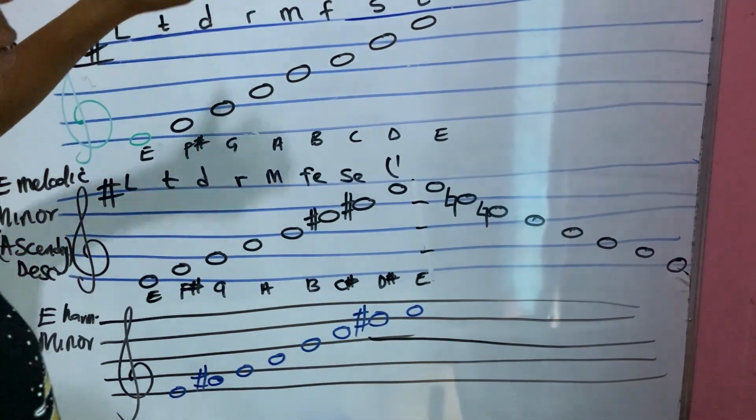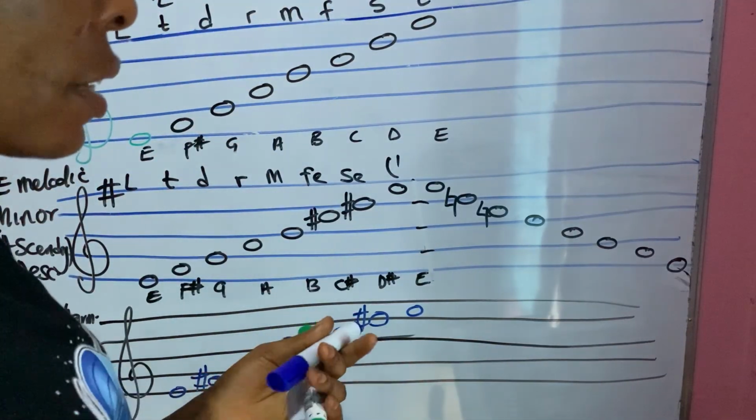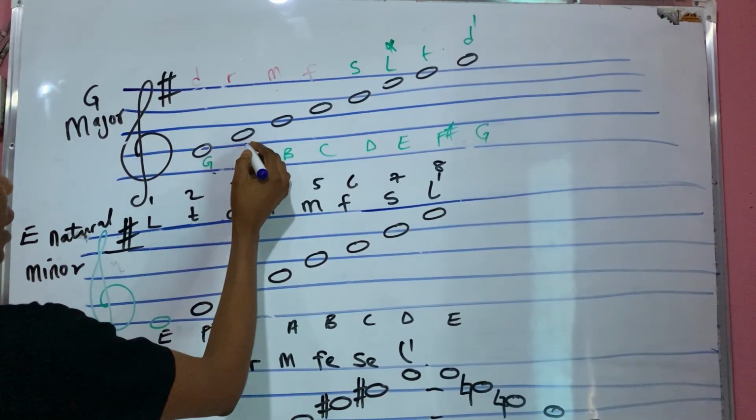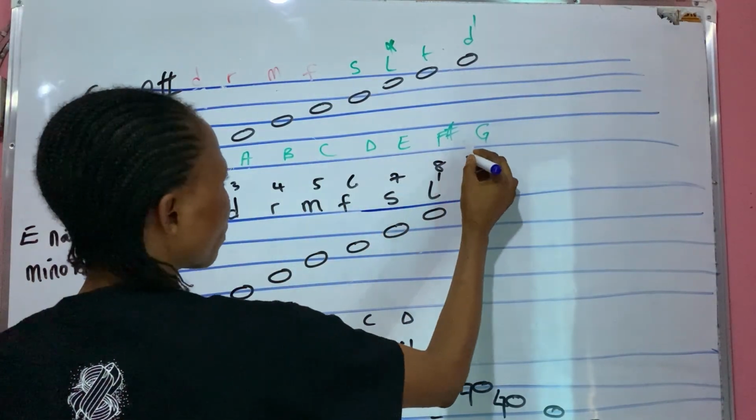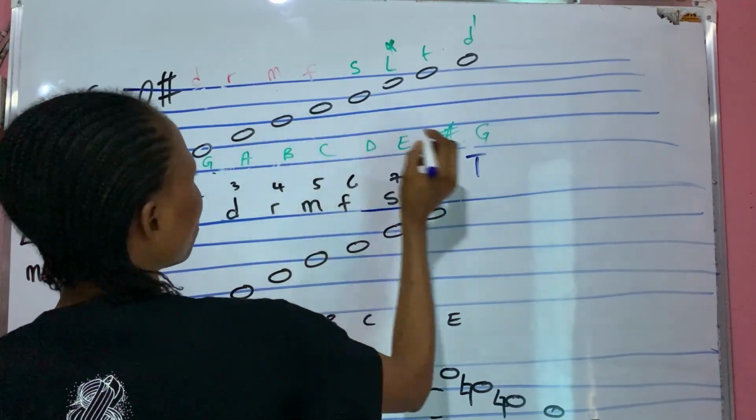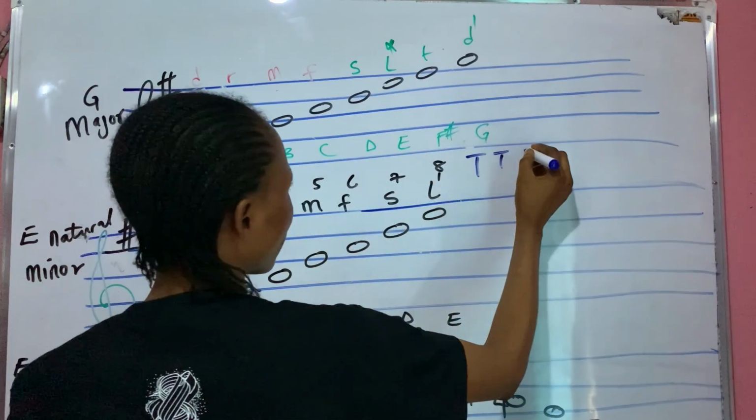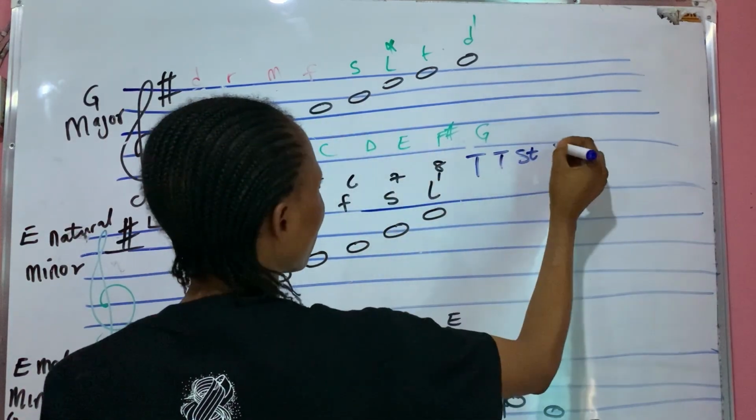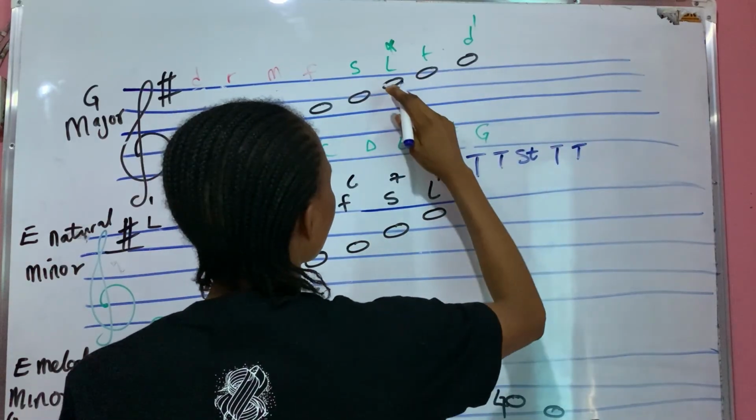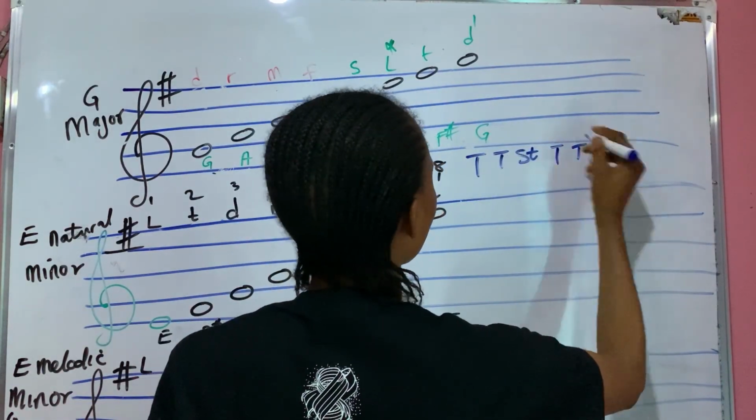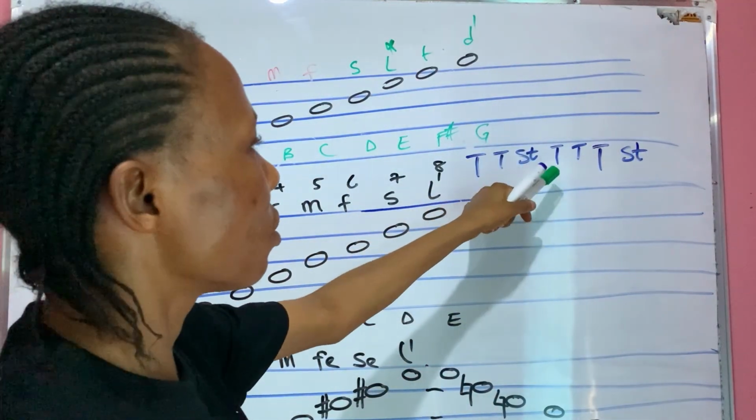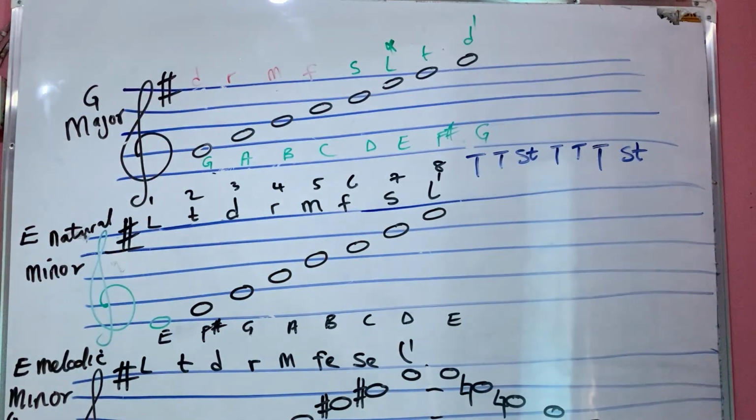Now let's consider the formula for finding a major key. So the formula for finding a major key is from G to A is a tone. A to B is a tone. B to C is a semitone. C to D is a tone. D to E is a tone. E to F sharp is a tone. Then F sharp to G is a semitone. So we have tone, tone, semitone, tone, tone, tone, semitone. That's the formula for finding major key.